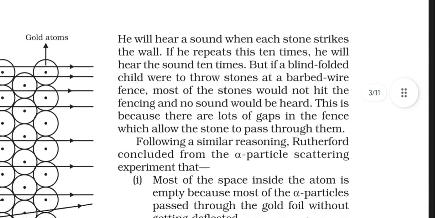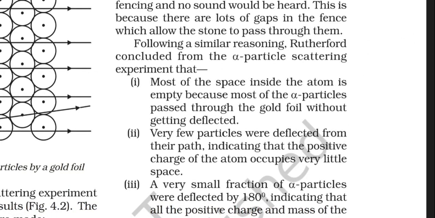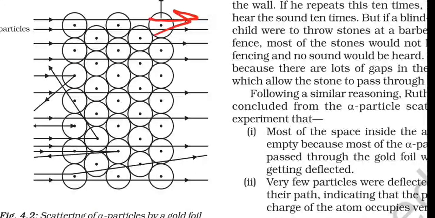Following similar reasoning, Rutherford concluded from the alpha particles scattering experiment that most of the space inside the atom is empty because most of the alpha particles passed through the gold foil without getting deflected. अगर आप यहाँ देखते हैं तो most of the alpha particles passed through that gold foil without scattering, without deflecting. Okay, so that is the first conclusion.